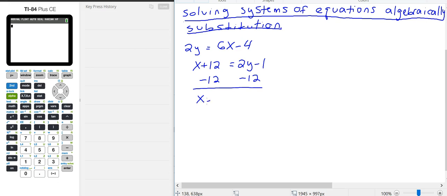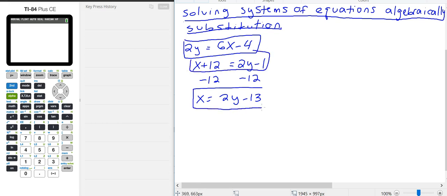And then we have x is equal to 2y minus 1 minus 12, which is negative 13. And now we have this equation, and we rearranged this equation to look like this. So we're going to plug in the one we just solved for x into the first equation. 2y is equal to 6 times, we have something for x, we know that x is 2y minus 13, minus 4.